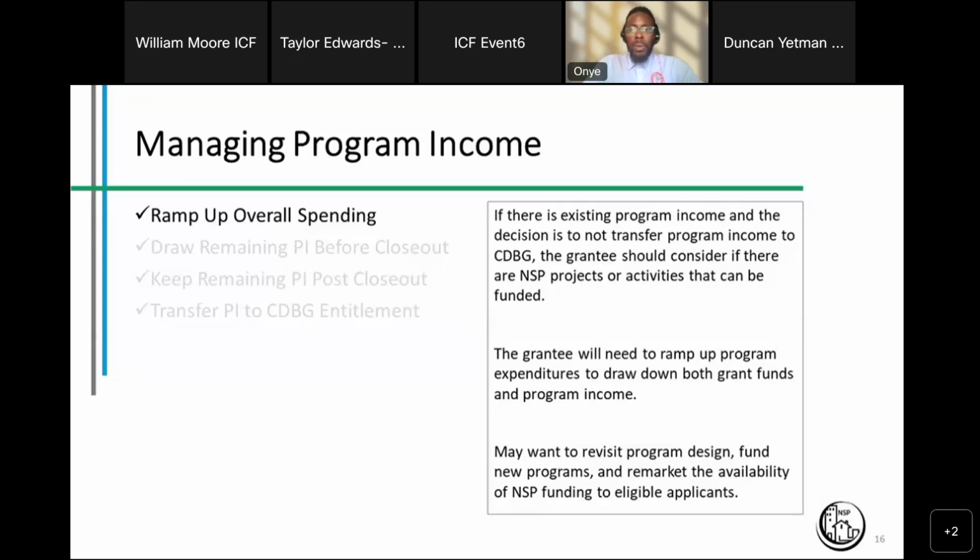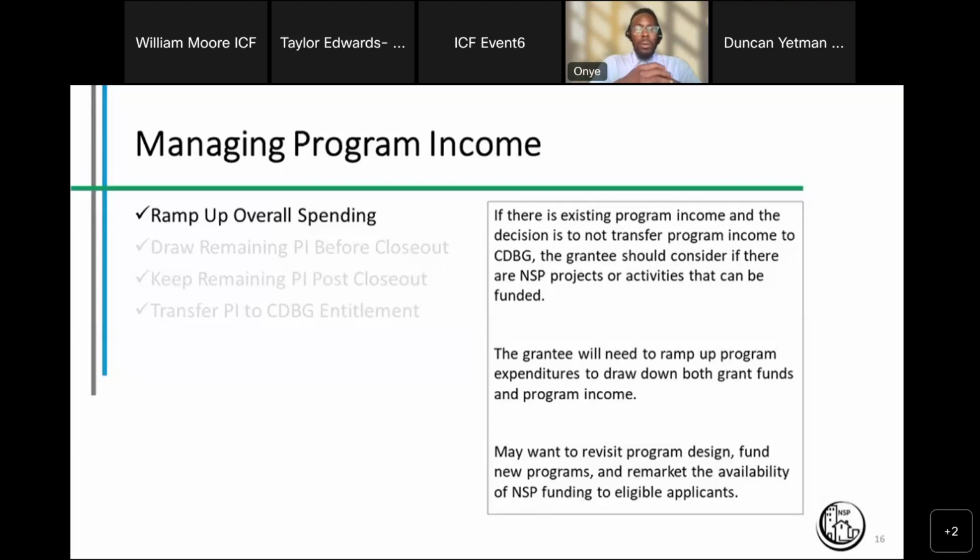What we're talking about here is really making sure that you reassess your existing NSP activities and consider if there are some NSP projects or activities that can still be funded. What you're likely going to want to do here is think about, are there ways that we can ramp up our program expenditures to draw down both the grant funds and the program income simultaneously? To dig deeper, you may want to think about revisiting your program design and making updates. Maybe you want to fund new programs, or maybe you want to conduct additional outreach on the availability of NSP funding in order to eat away at both the grant funding and the PI funding.